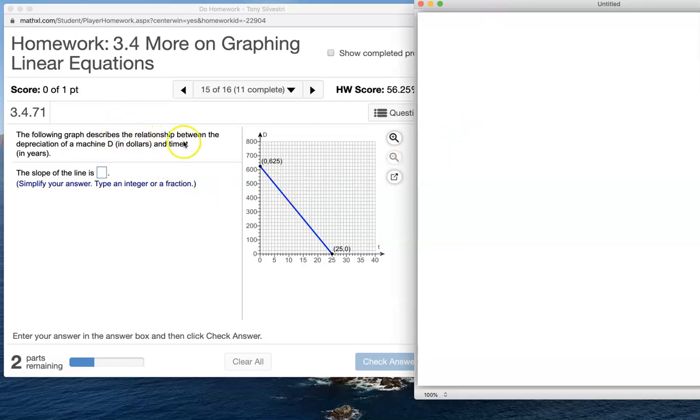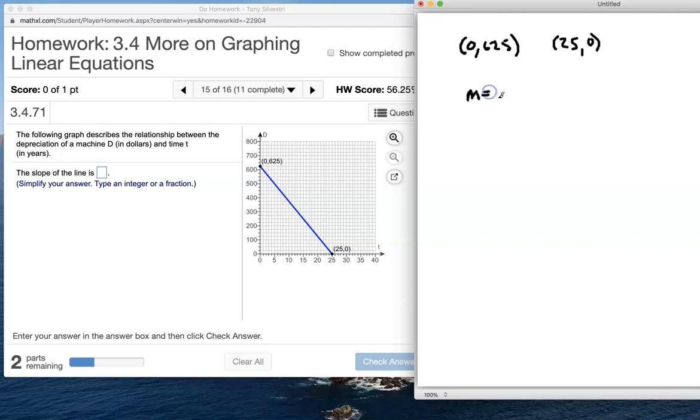The following graph describes the relationship between the depreciation of a machine D in dollars and the time in years. So you buy something for a lot of money and then after a while, like all things, as time goes on, it becomes worthless. Find the slope of the line. Amongst all that information, all we care about is these 2 points. I'm going to copy that point there, and then 25, 0. Find the slope. I'll give you the slope.